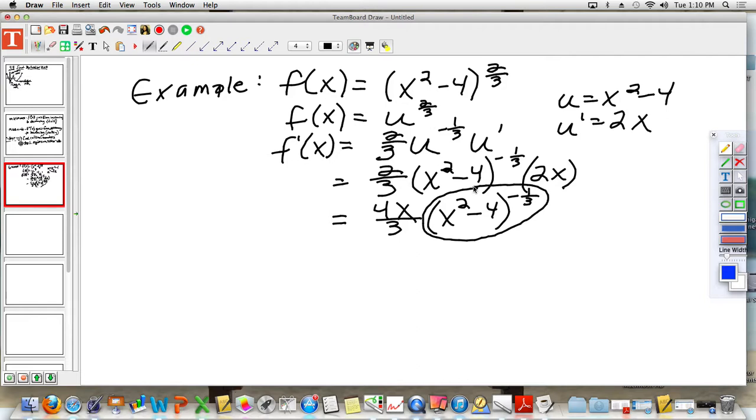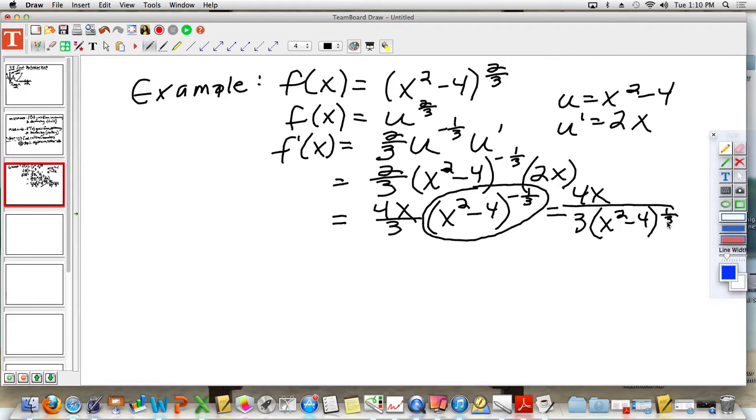All right, this right here is a negative power, so what do I do to it? Move it to the bottom. I'm going to rewrite it over here because I'm running out of room. So I have 4x over 3 times (x squared minus 4) to the positive 1/3 power, with the (x squared minus 4) to the 1/3 power next to the 3 on the bottom.